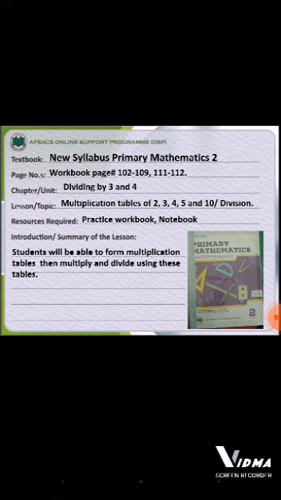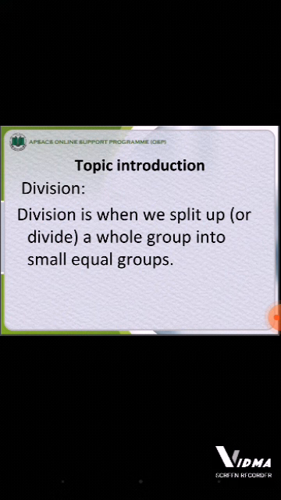and divide numbers. Topic introduction. What is division? Division is when we split up or divide a whole group into small equal groups. We have a number of objects and we divide it into groups and these groups are equal. So this is called division. This is the symbol of division.